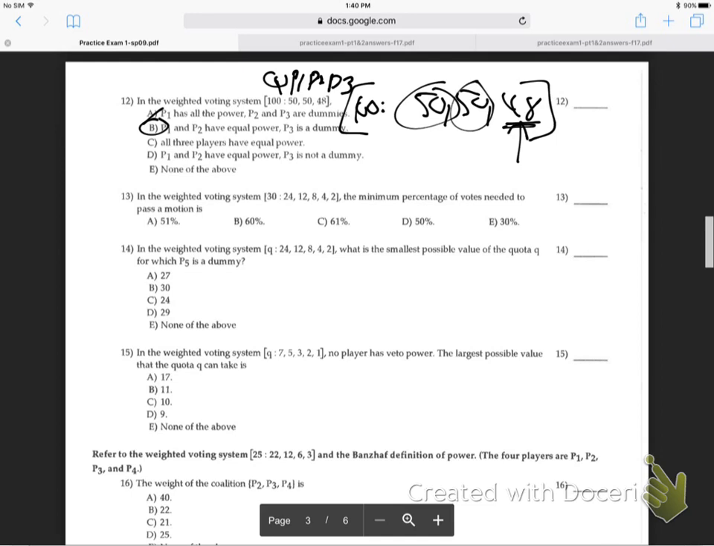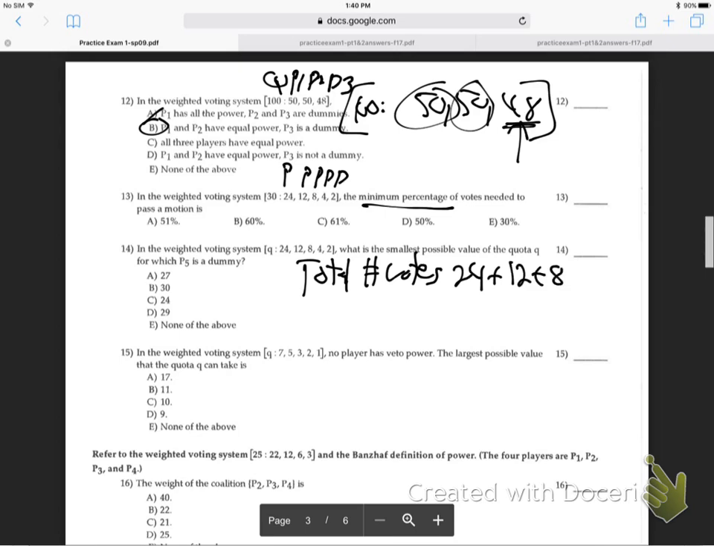Number 13. And you have all those answers on your Scantron there, huh? I'm just showing you why. In the weighted voting system, the minimum percentage votes. Yeah, I don't know if we've talked about that. Let me help you with that. Minimum percentage, what do they mean? Well, what are the total number of votes? You got to add up all the votes that the different players have. So 24, 12, 8, 4, 2.